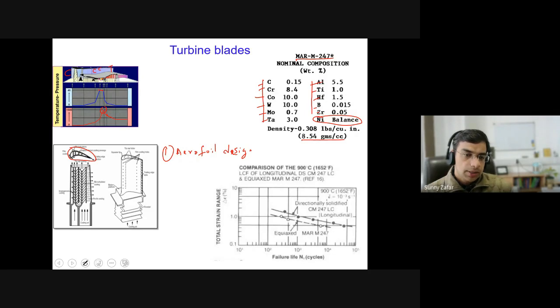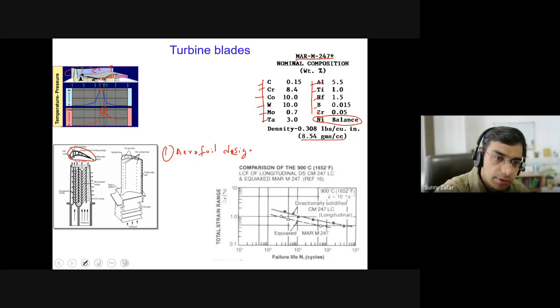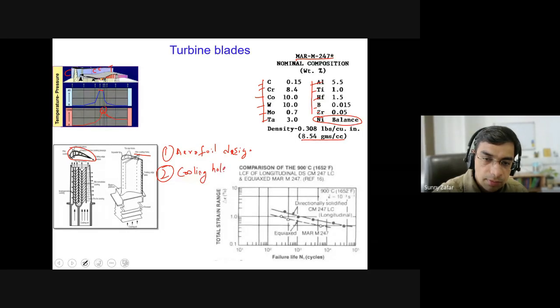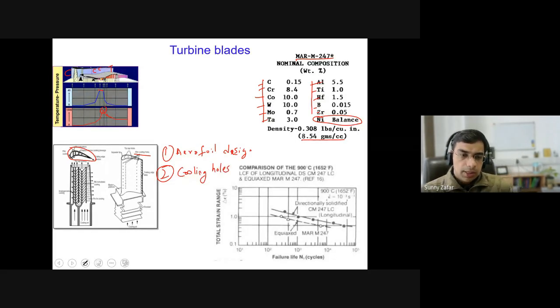Another important feature on these turbine blades is that you'll see there are a lot of holes, known as film cooling holes. So the second is cooling holes. Cooling holes are required for the purpose of cooling, because with holes the surface area increases, so more heat may be lost, since increased surface area increases the chance of convection.